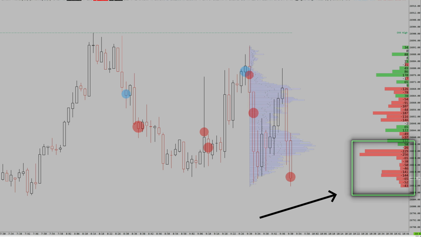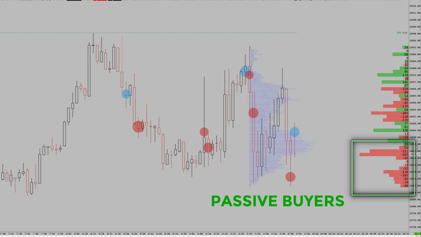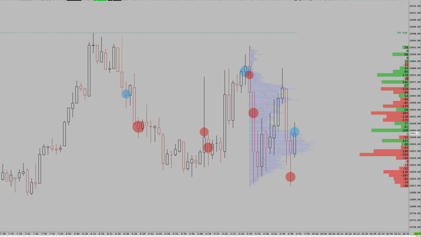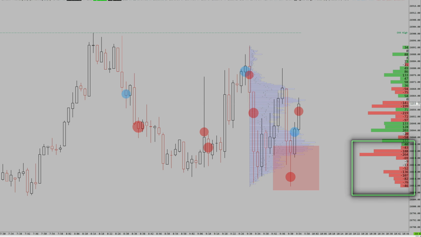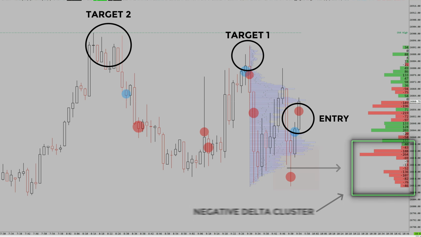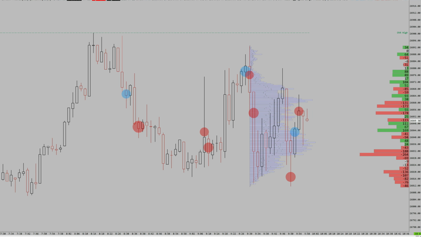Look at this delta. What does it tell us? It's telling us that at these prices, sellers are aggressively trying to push the price down. However, the price is stalling and they are being absorbed by passive buyers on the bid. As sellers become exhausted, the price naturally drifts back up. Once we reject from that area and go back above that negative delta cluster, it becomes a long setup targeting session highs.